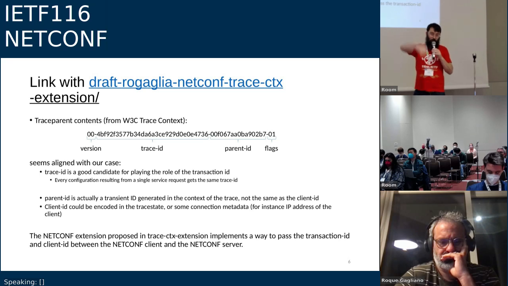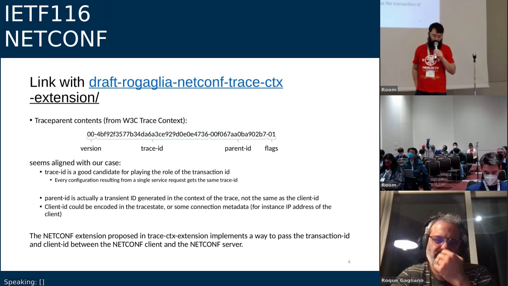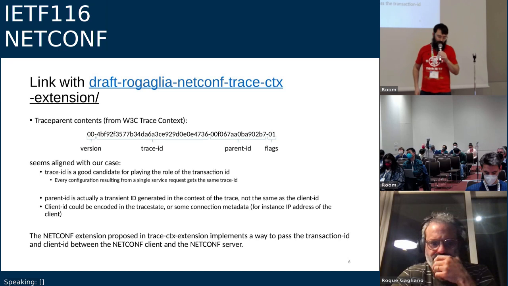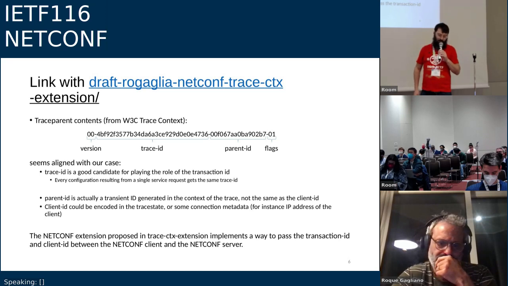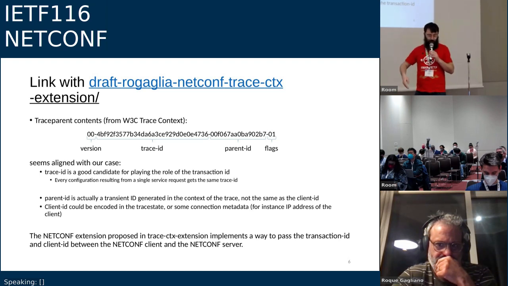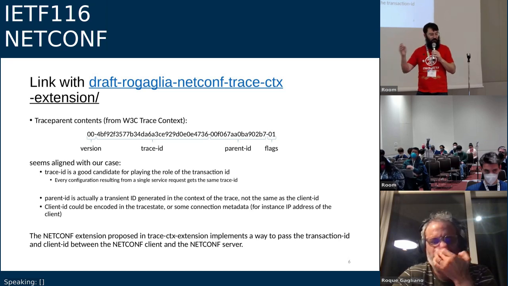But then all the subsequent transactions would have the same trace ID. So this is basically the way to simplify the thing. Here there is a parent ID that we could use as a client ID, but actually we can't, because it's not the same among the several transactions. It's just valid in the context of a given trace.